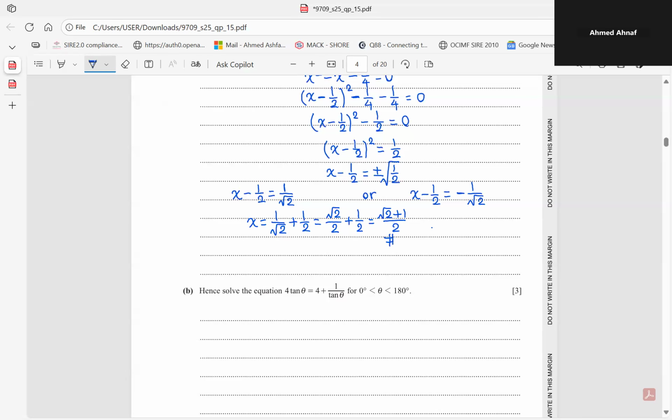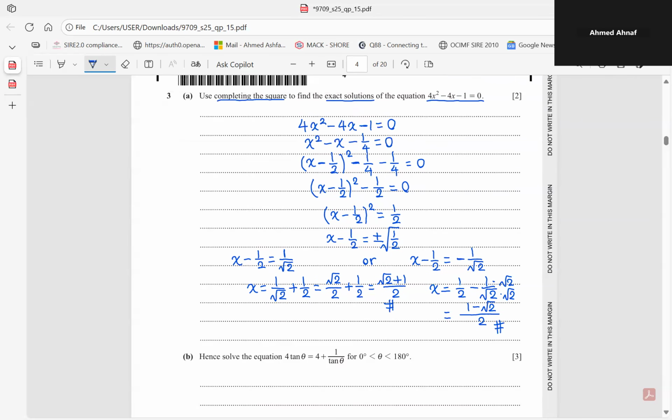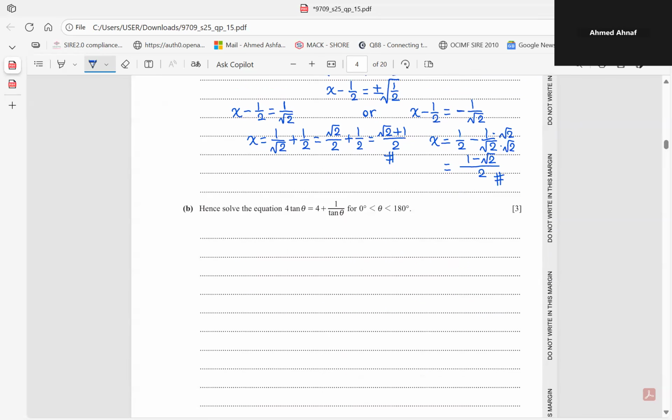And now we're going to do the same with this. So this is just half minus 1 over square root 2. So this would be 1 minus square root 2 over 2. So this is our other answer. So these two are our final answers. And if you want to check whether your solutions are correct, just substitute these two values back into your equation and see if you get 0. So without further ado, let's head on to the next part.